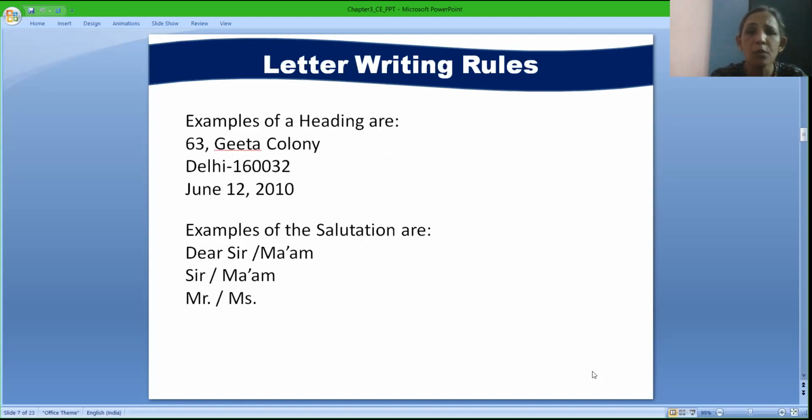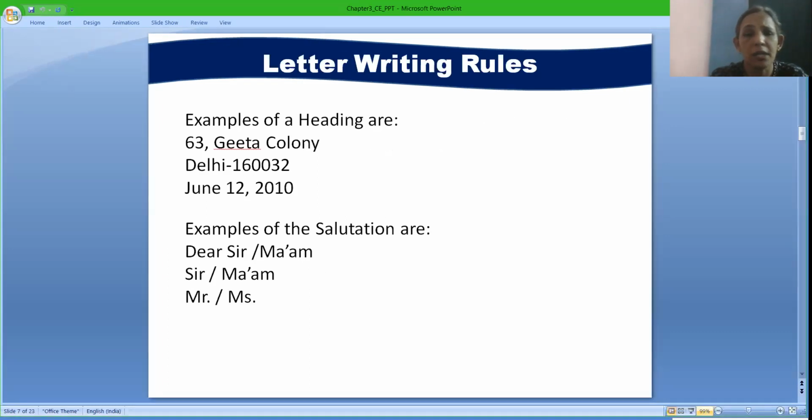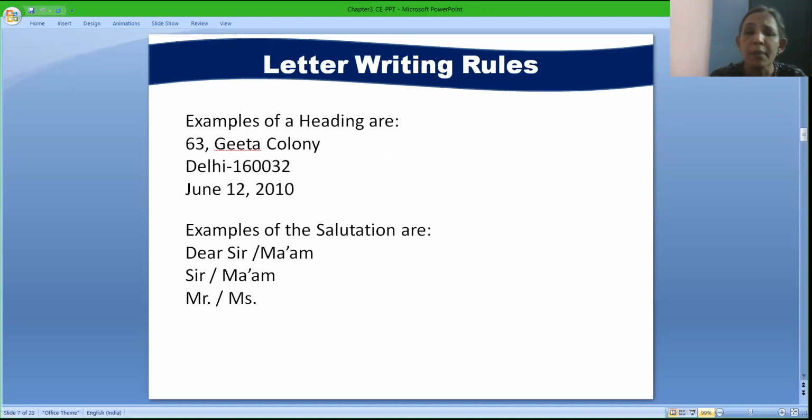When we talk about the heading or the salutation, you can see on the slide there are different examples. When we write a heading, we start with the address, then the lane or the street in which we are situated, and the place along with its pin code. Then comes the date. Always remember, the date has to be mentioned in a proper way. The date should be in either DD, MM, YY form, or in month, followed by date, followed by the year form.